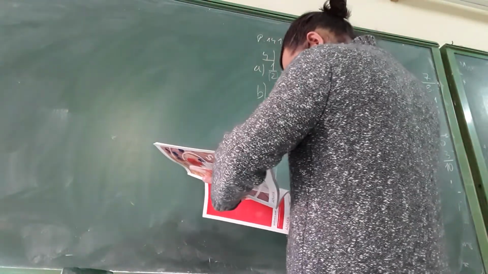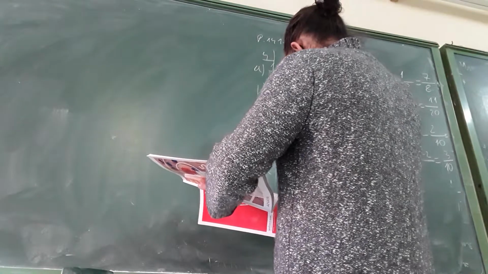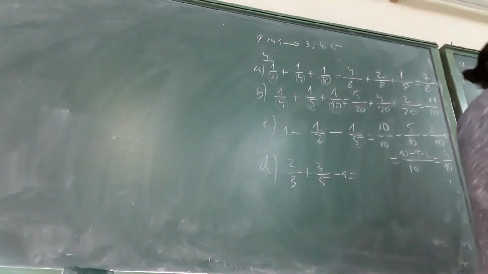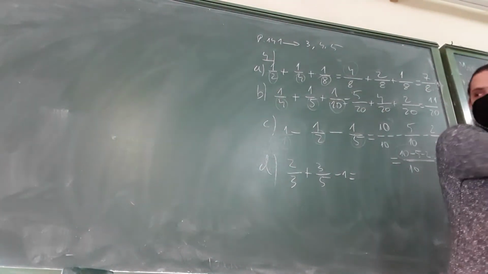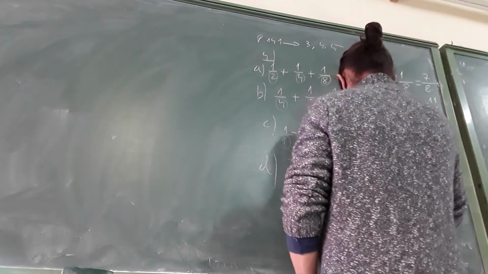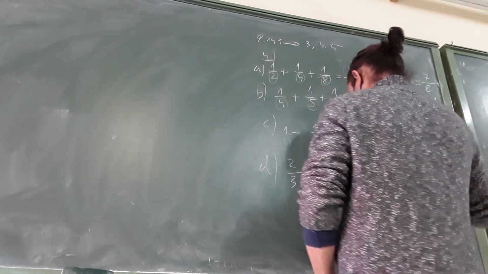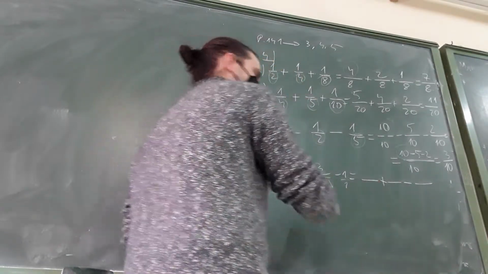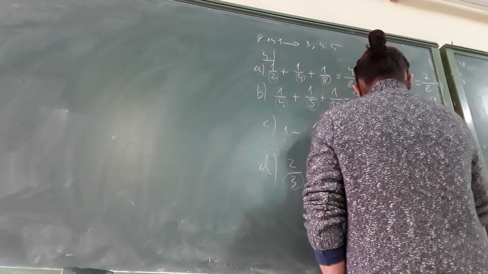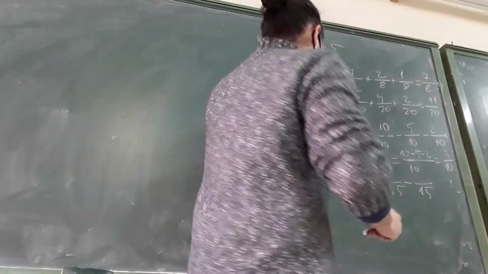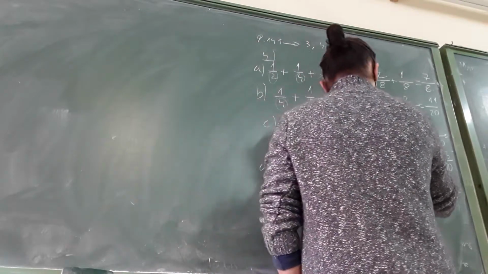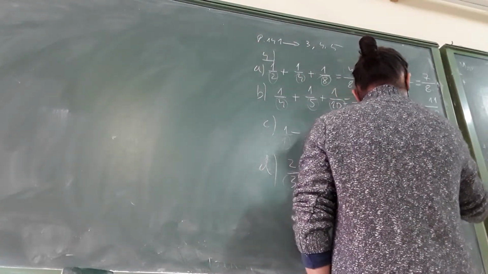Then B, 2/3 plus 3/5 minus 1. So, anyone who wants to participate? No? Yo. Yes, Sarah? So, what is the lowest common multiple? 15. 3, 5 and 1. Lowest common multiple of 3 and 5 is 15 here. Okay, first numerator is going to be 10. 10. Perfect. Then 9 and here 15.